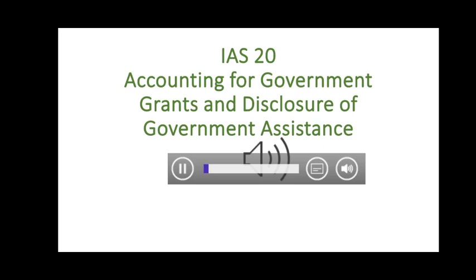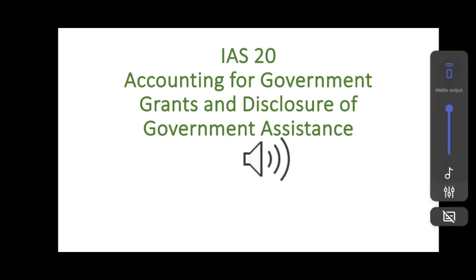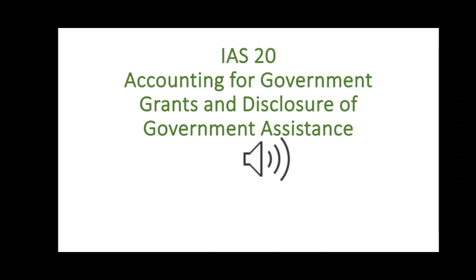IAS 20 relates to accounting for government grants and disclosure of government assistance. For our convenience, I have divided IAS 20 into two parts, part 1 and part 2. In the first part, we are going to study the important types of government grants, definitions of government grants, and the general principles of government grants, that is, how these government grants should be treated and recognized, and when they should be recognized in the books of accounts. These are the four aspects we are going to study in this.